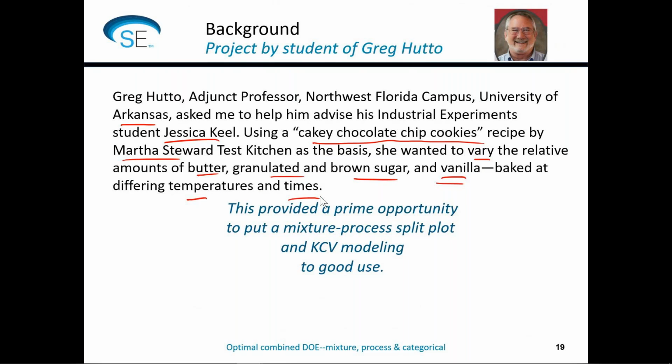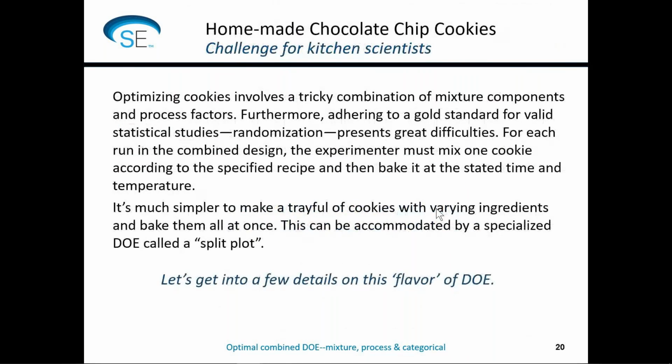And Greg was a little daunted by that, so he enlisted me to help him with this because it was a mixture process. We used the KCV modeling, but it also involved something called a split plot because of the factors being hard to change, particularly the oven temperature and time. So it was much simpler to make a tray full of cookies with varying ingredients and then bake them all at once at varying times and temperatures. And this was a grouping that creates a specialized structure called a split plot.